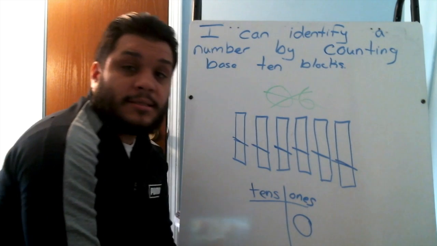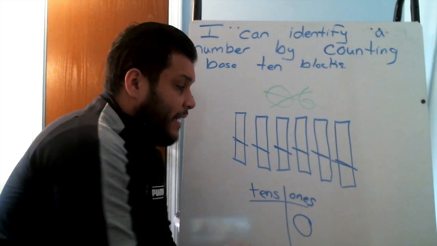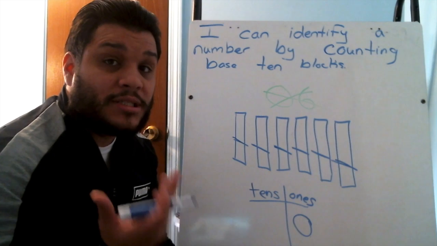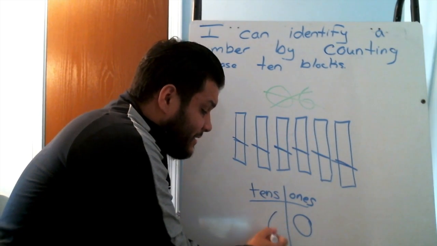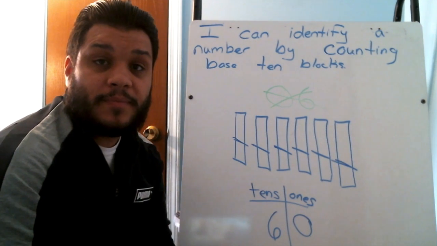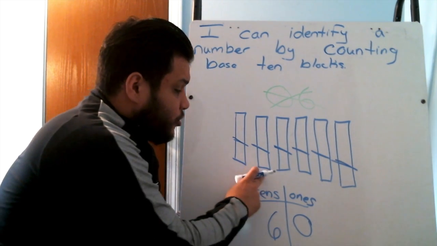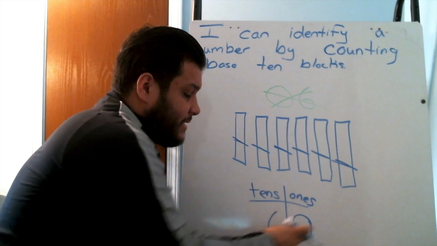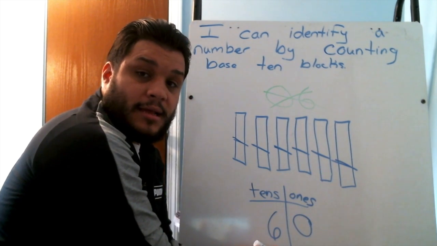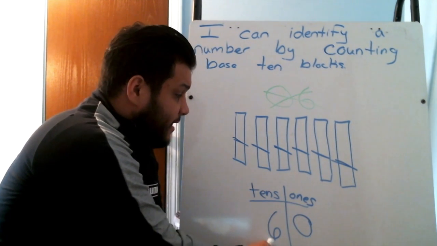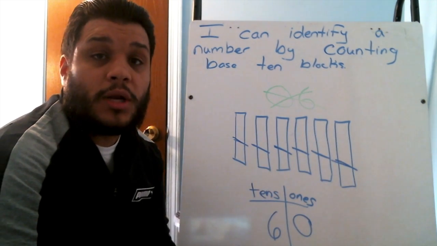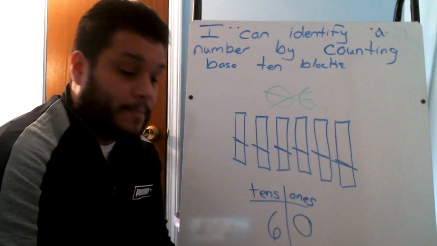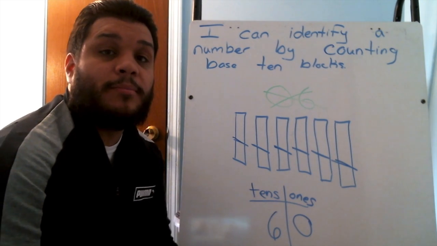How many ones do I have here? 0 ones. How many tens did I have here? Well, in the number 60, we have 1, 2, 3, 4, 5, 6 tens. 10, 20, 30, 40, 50, 60. Does 60 match with 60? I said that I have 6 tens. 1, 2, 3, 4, 5, 6. Both numbers are matching.